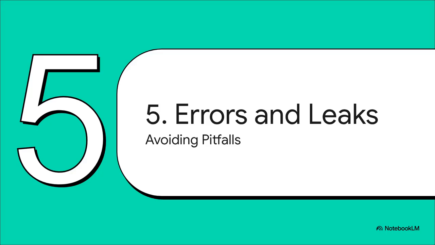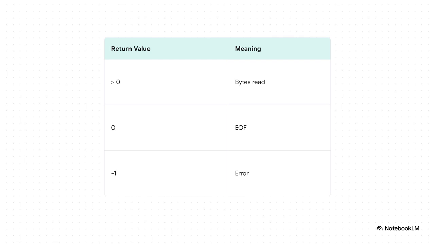Section 5, handling errors and leaks, avoiding pitfalls. A truly great programmer always anticipates what happens when things go completely sideways. To control our reading loop, we rely on the system read function, and you have to carefully interpret what it gives back to you. If it returns a number greater than 0, great, it's telling you exactly how many bytes you just read. If it returns exactly 0, it means EOF, or end of file. You've hit the bottom of the soup bowl.